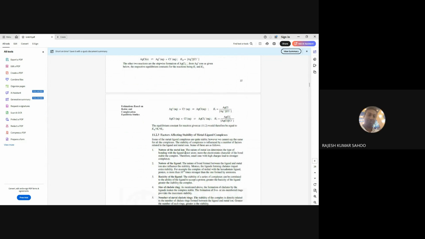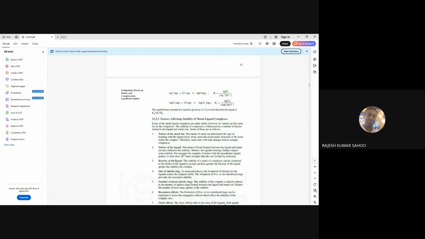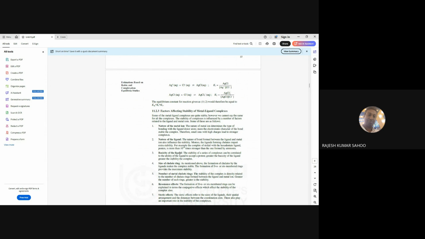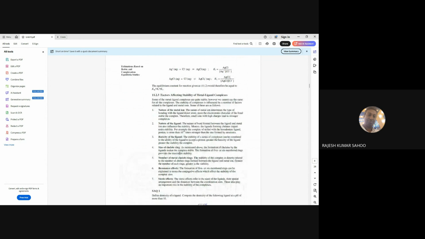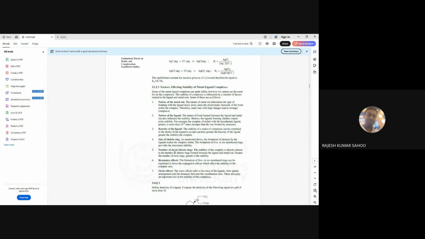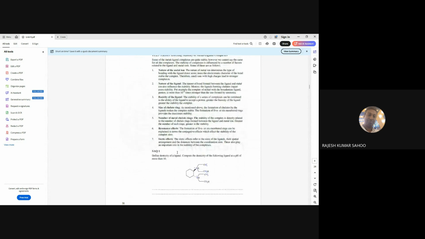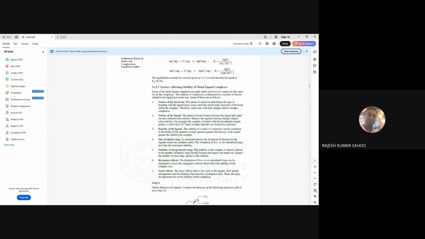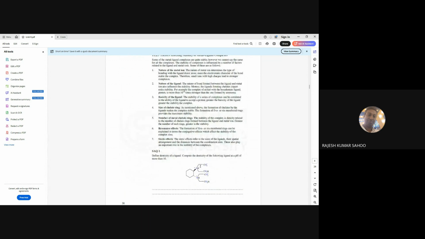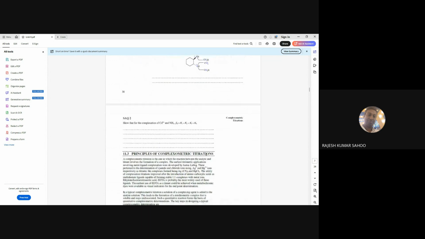Ligands and metal ion: if the metal ion is small, it has very good complexing. If the ligand is strong, then very good complexing. If the ligand is basic, it is also a very good complexing agent. For chelate ring size, 4 member, 5 member, 6 member, 6 member rings are the most stable. Then the number of chelate rings, resonance effect, steric effect, all these contribute towards the formation of metal ligand complexes and their stability. Questions will come from this also.